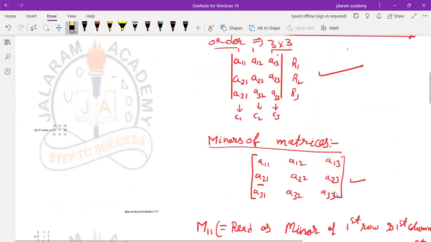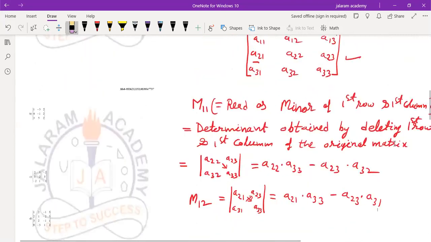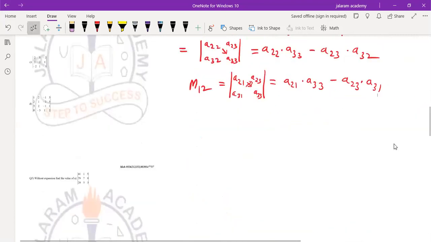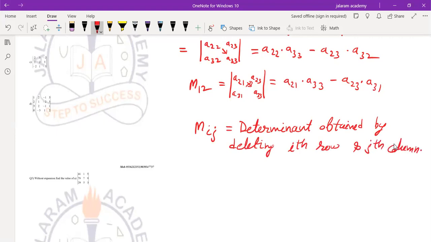So this is the meaning of minors of a matrix. They are actually the determinants obtained by deleting that row and that column which are mentioned. For example, if we want to generalize it, Mij means the determinant obtained by deleting ith row and jth column.